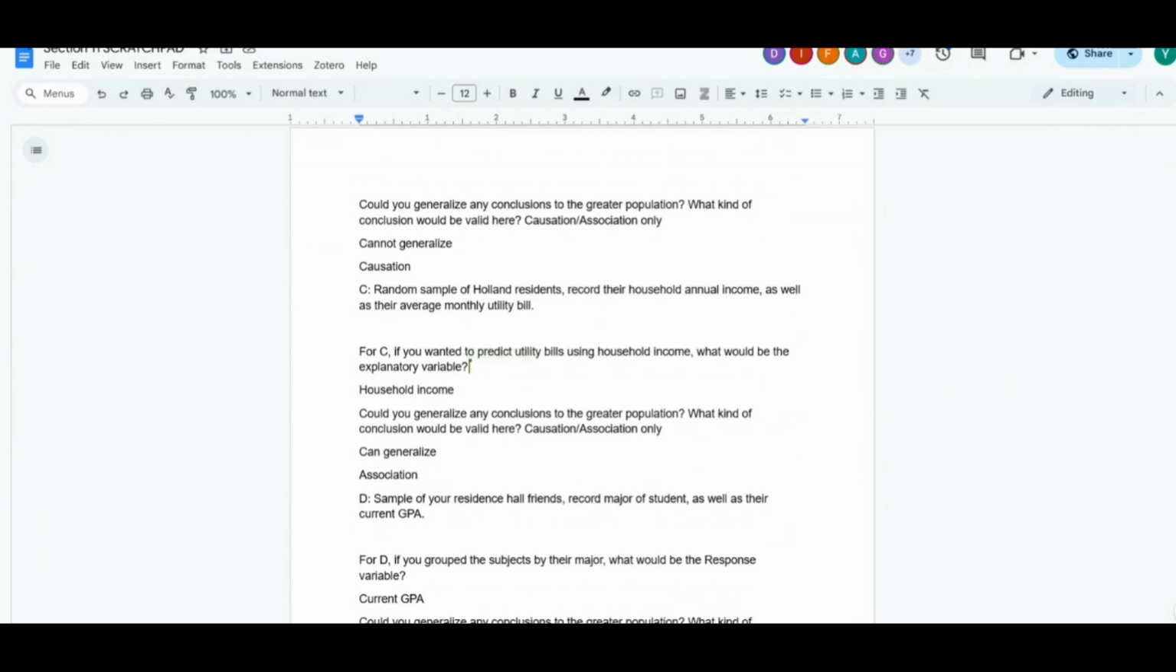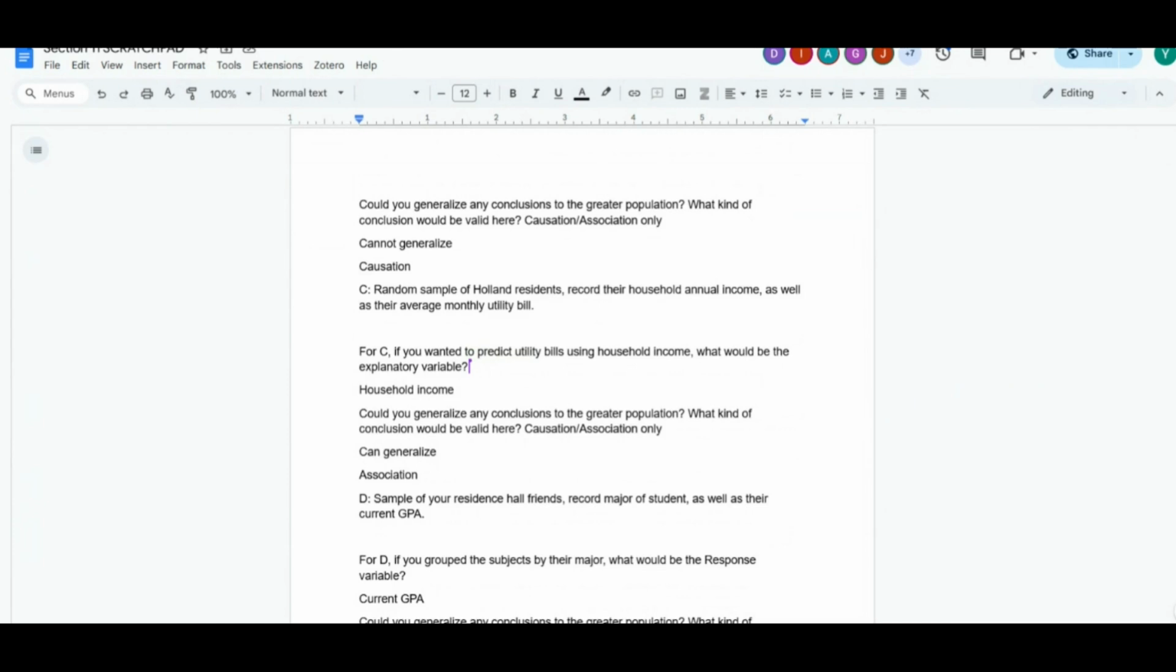Very good. Can you make any association? You can make an association. I think you will find in this study that the more a household makes, the more likely they are to have a higher power bill or utility bill. I think that's pretty natural. But you cannot make causation because this was not an experiment. Nothing was randomly assigned. How can you assign household income?